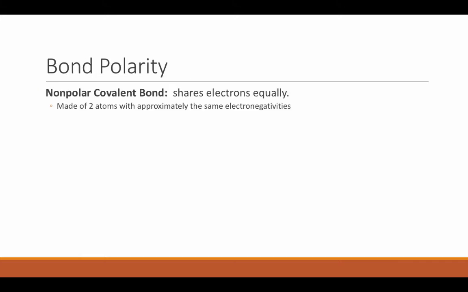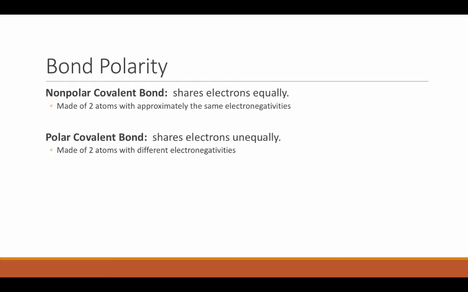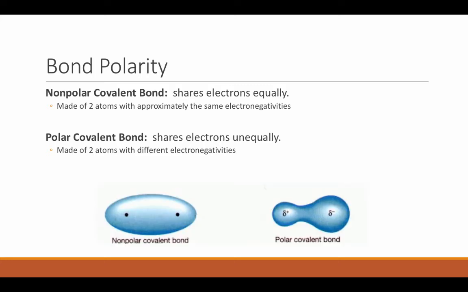So to summarize, nonpolar covalent bonds share electrons equally and are made of two atoms with approximately the same electronegativities, whereas polar covalent bonds share electrons unequally and are made of two atoms with different electronegativities. Here we see the electron cloud represented in blue. In a nonpolar covalent bond, the electron cloud is distributed evenly around the two nuclei of the atoms. In a polar covalent bond, it's unevenly distributed.